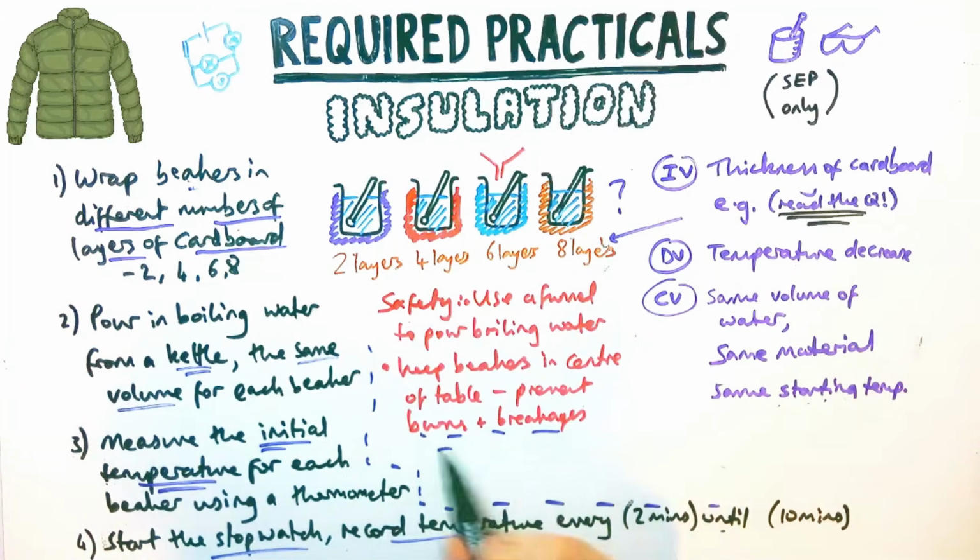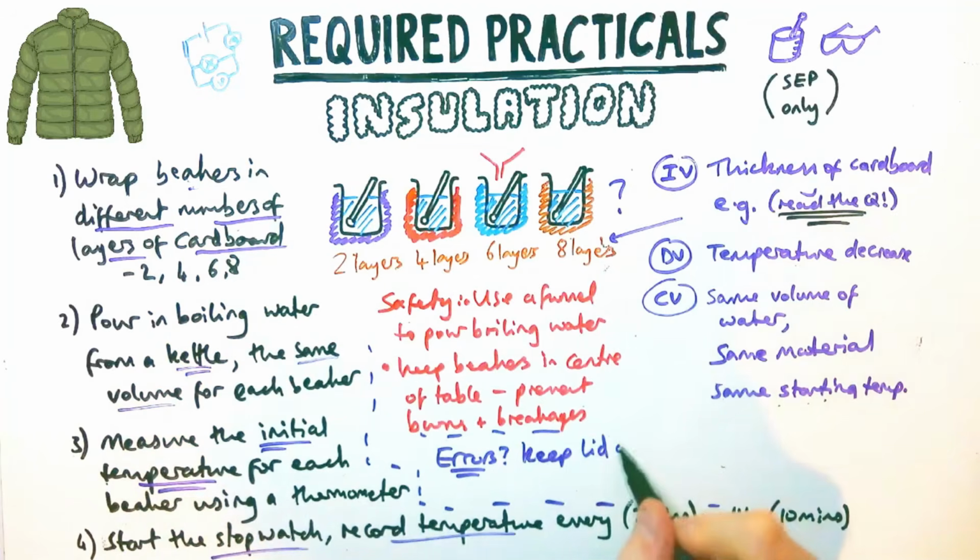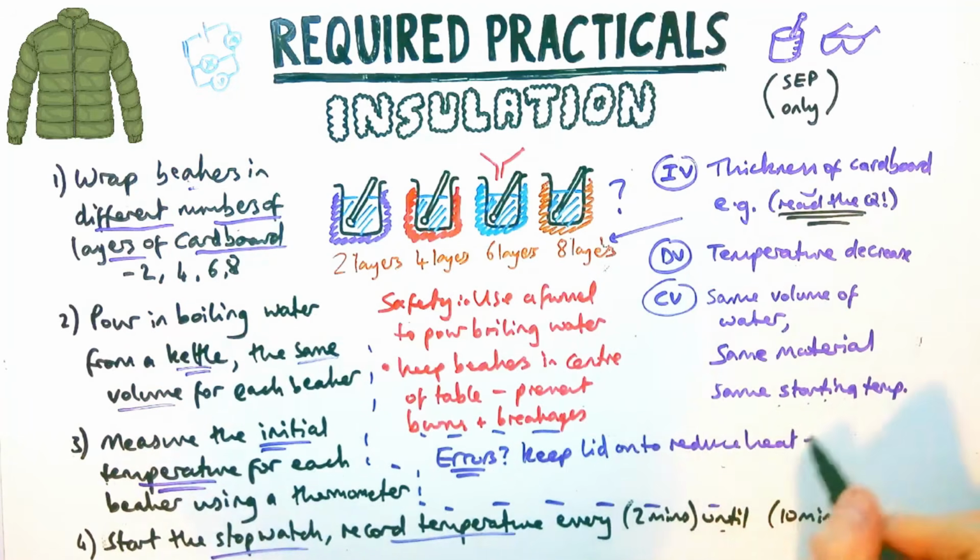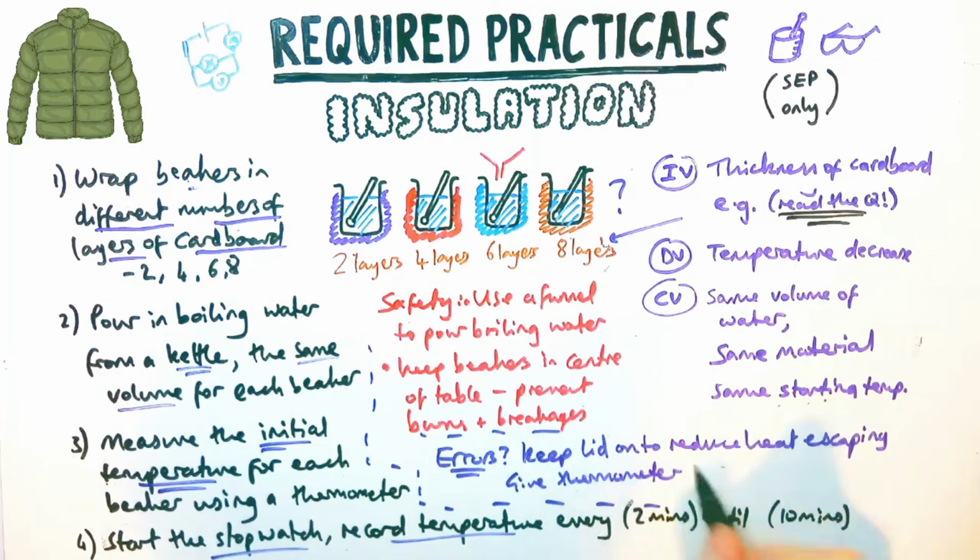Now, because this practical is relatively straightforward, there's only like 3 or 4 steps, they'll love to ask you about different errors that might occur. So one thing that can reduce accuracy is if heat is escaping from each beaker. So you'd say keep a lid on to reduce heat escaping. That would mean more of the heat is being kept and distributed via the insulation. You could then say use the thermometer. When you use it, give it time to settle for each beaker.